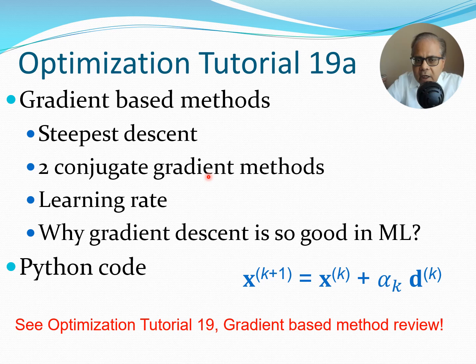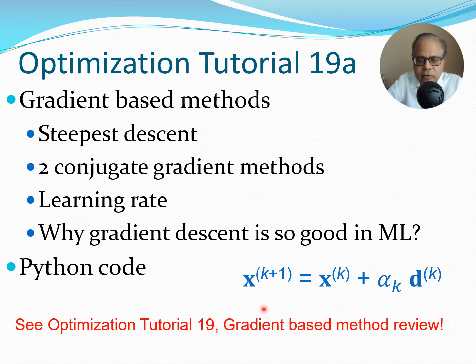I'm also going to introduce you to something known as the learning rate and how this is related to classical optimization. And also we are going to talk about why gradient descent or steepest descent is actually so good in machine learning and why it is frequently not used in optimization. So this is something which is very interesting. We are going to use Python code to figure out some of these things and guide us and use it as an example. And of course, make it a point to look at tutorial 19 for gradient based method review for the different conjugate gradient methods and steepest descent.